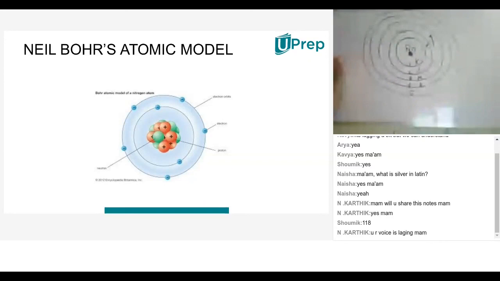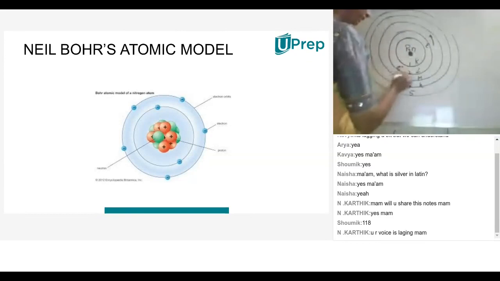They won't collide with each other, and at normal state the element is neutral in nature, so they won't jump from one energy level to another. They revolve with a definite speed.